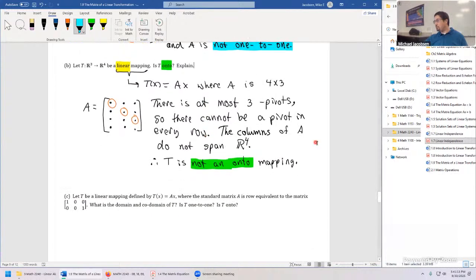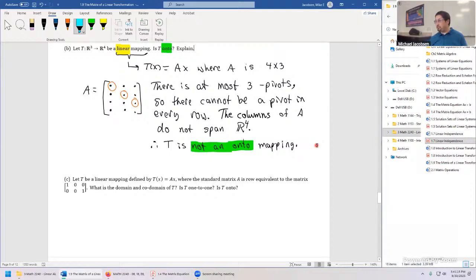Okay, one last one, kind of just a summary of what we've looked at before. We have T of x equals A times x. The matrix A is given to be this one. We want to know what is the domain, what's the codomain of T. So what we would do is write down the size. This is 2 by 3. This means T maps from R3 into R2.